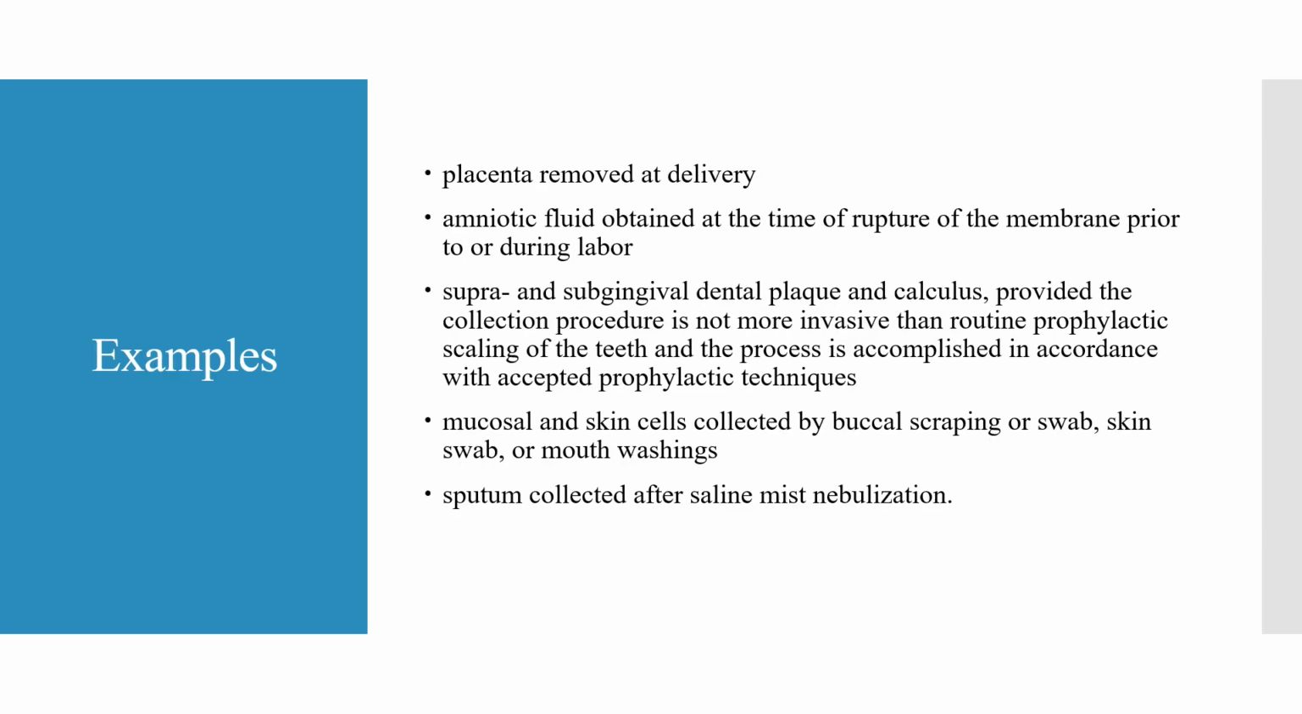Other examples of biological specimen collection that would fit under expedited category number 3 include placenta removed at delivery, amniotic fluid obtained at the time of rupture of the membrane prior to or during labor, supra and subgingival dental plaque and calculus, provided the collection procedure is not more invasive than routine prophylactic scaling of the teeth, and the process is accomplished in accordance with accepted prophylactic techniques. Mucosal and skin cells collected by buccal scraping or swab, skin swab or mouth washings, and sputum collected after saline mist nebulization.